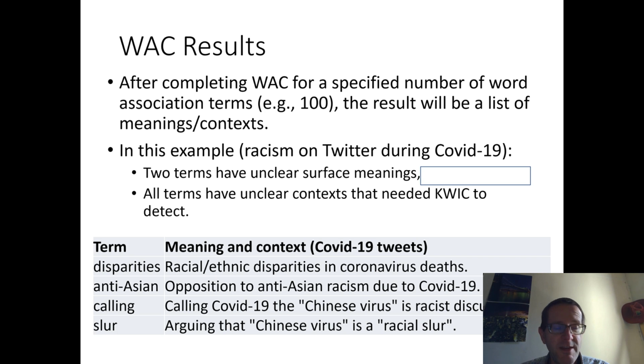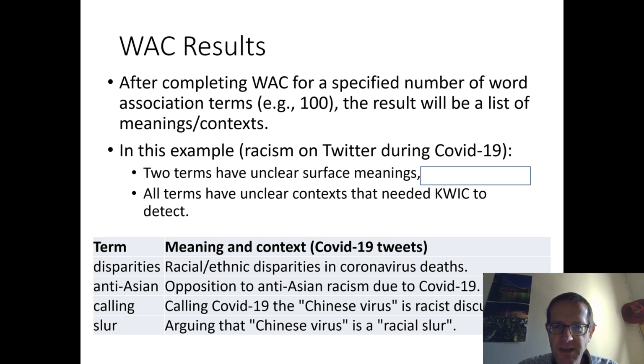than their typical meaning here, and I think they all have unclear context. In other words, they could be used in many different contexts, and you'd need to read the tweets to find out their context. So pause the video now if you like, and try to work out which two terms you think don't have a clear surface meaning.